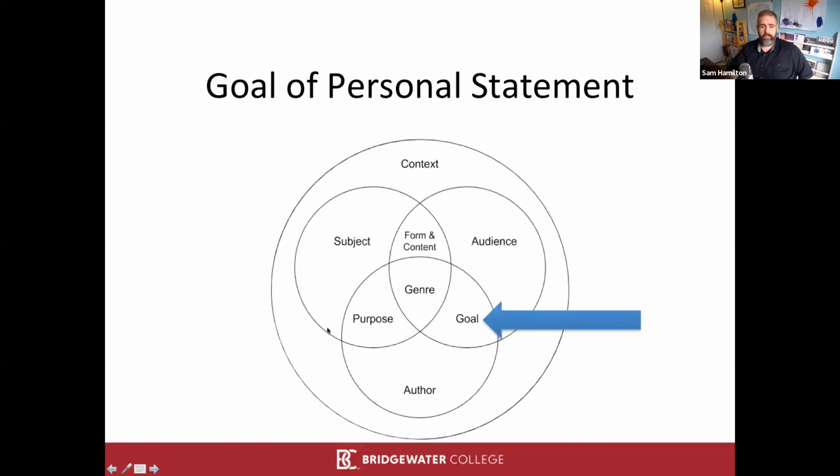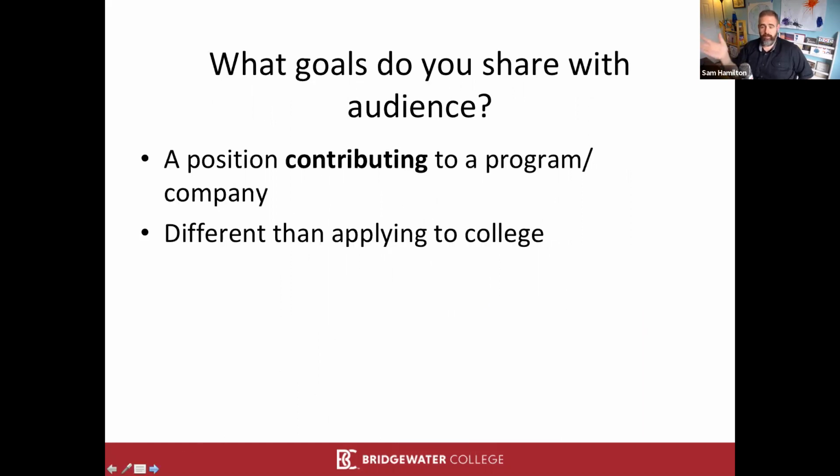Okay, so the next thing that we're going to talk about is the goal. The goal is the objective that you are trying to achieve, but also the objective that the audience is trying to achieve. In other words, you want something, and the people that you're writing to, the admissions committee, the hiring committee, they also want that thing. And so what is it, right? It's not just a job, because the people who already work at the company, obviously they already have a job. So what is the thing that they're wanting? Well, you want a position where you can contribute to that program and company, and they want somebody to fill that position where they can contribute to the company.